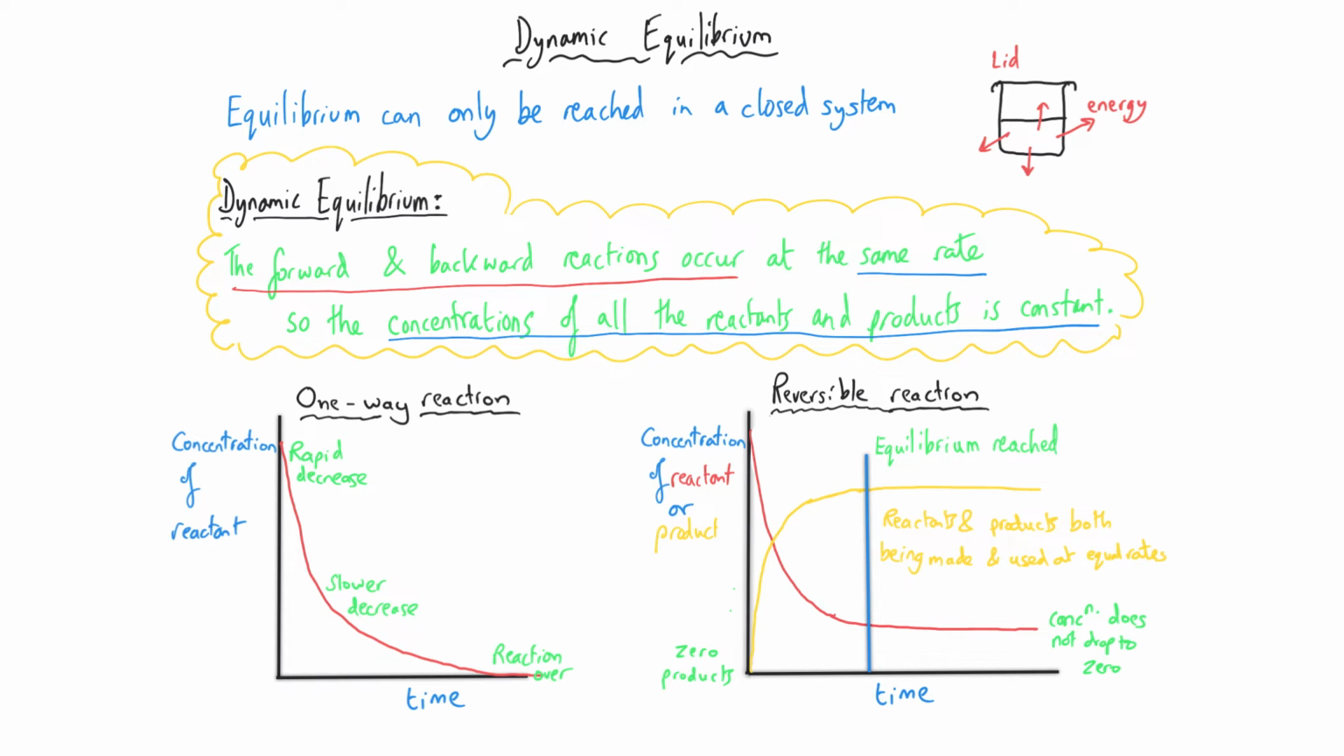Now, the position of the equilibrium is very rarely 50-50. There's no easy way of looking at an equation and working out what the position of equilibrium is. You can actually only tell whether there are more products than reactants by doing an experiment to find out how much of one of the reactants or products you've actually got. More on that later.